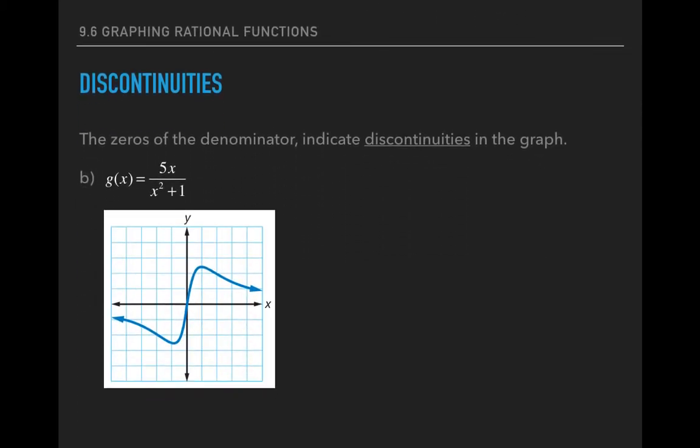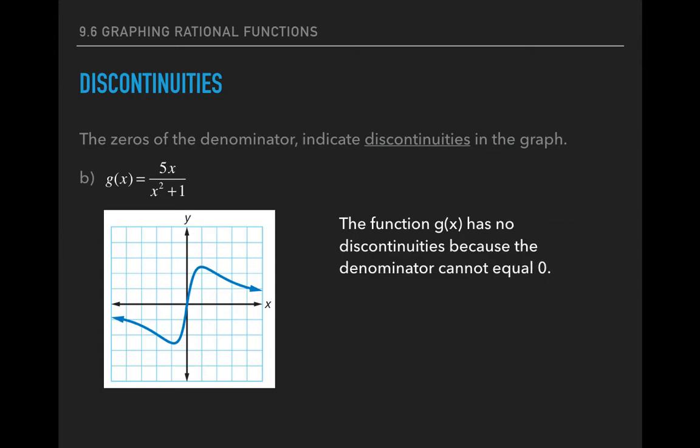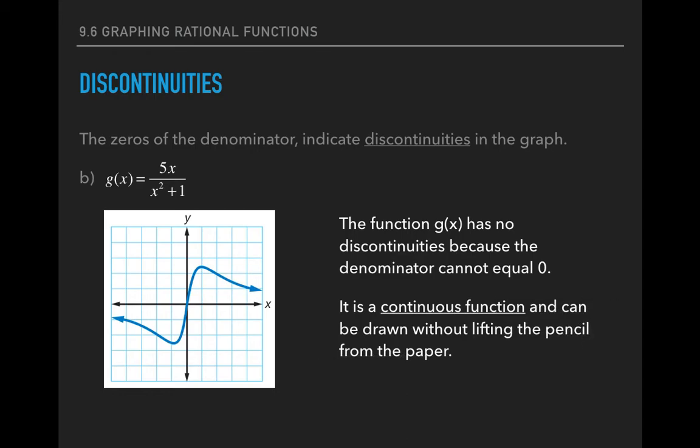In this function called g, it's 5x over x squared plus 1. This function has no discontinuities because your denominator can never equal 0. Whenever you square something, it makes it positive, and then plus 1 is going to make it even more positive. So there's never going to be a time here when your denominator is 0. And because of that, we have a continuous function, and you can draw it without lifting the pencil from the paper.